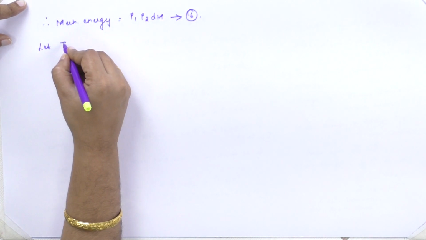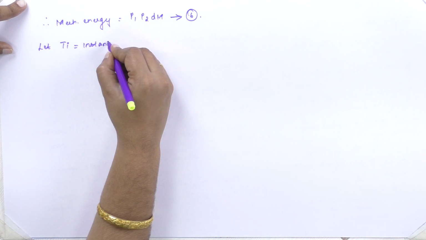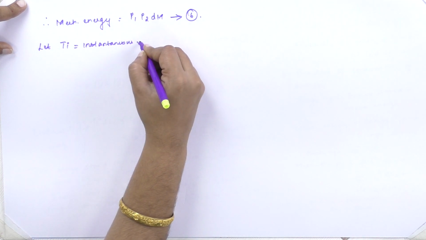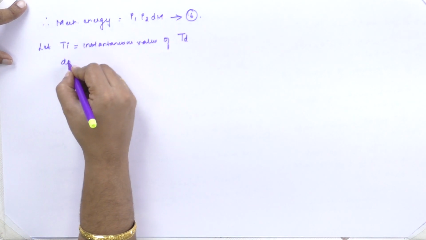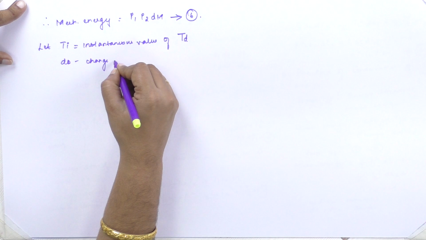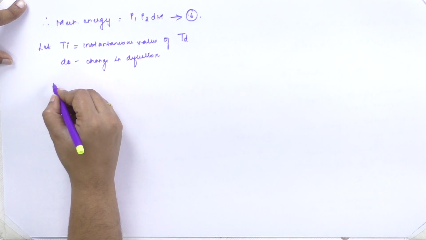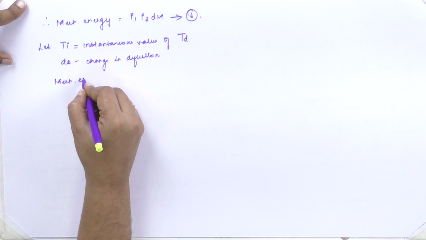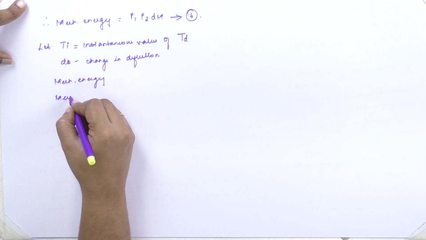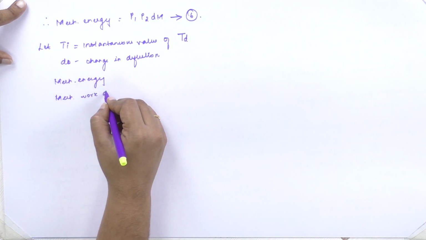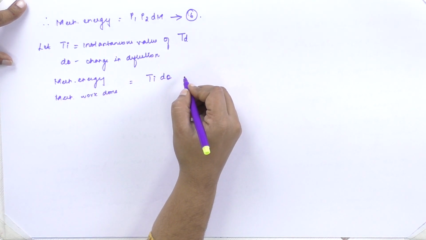Let me take Ti as the instantaneous value of deflection torque Td and d theta be the change in deflection. So the mechanical energy, which is nothing but the mechanical work done by the system, is given by Ti into d theta.